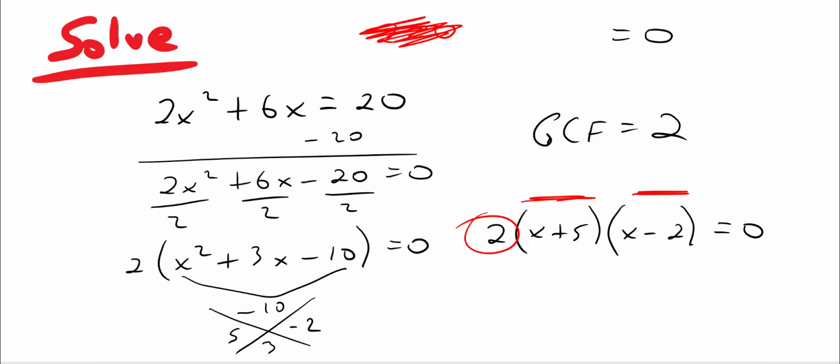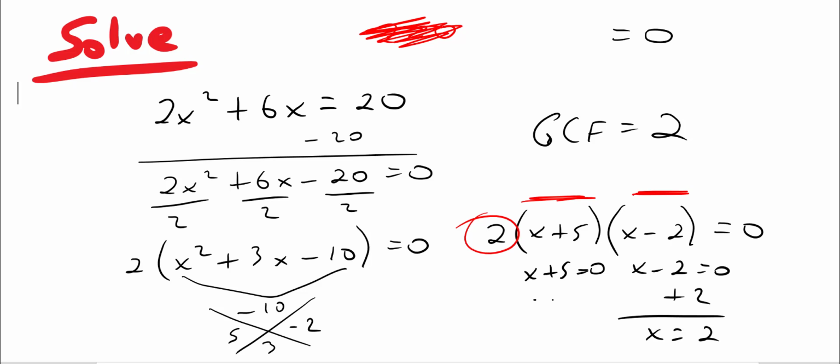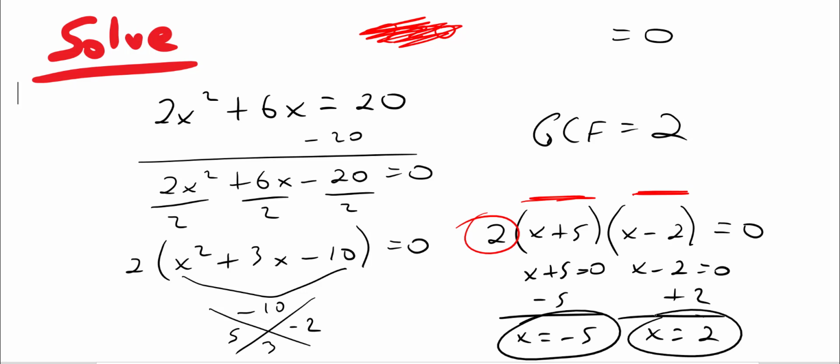So you're going to do x plus 5 equals 0, x minus 2 equals 0. So add 2, x equals 2, and subtract 5 here. X equals negative 5. So you got 2 answers, negative 5 and 2. Okay?